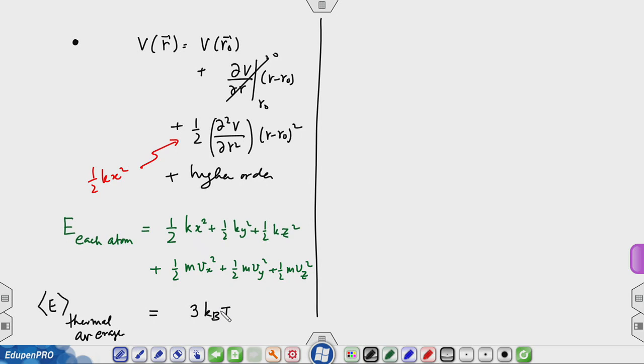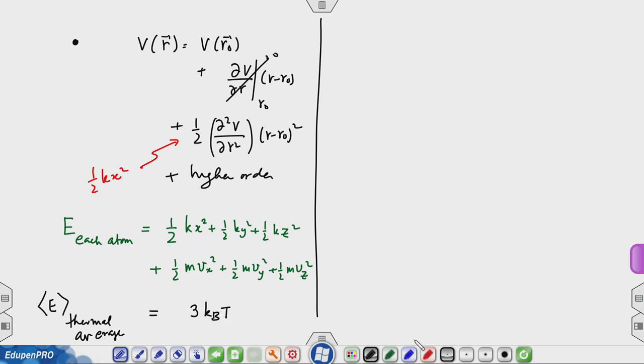Notice the difference between this and purely translational motion, where we had 3/2 kBT. In this case, there are two quadratic terms. 1/2 kBT comes from the kinetic energy part in each direction. So, each degree of freedom gives you 1/2 kBT for the kinetic energy, and 1/2 kx square gives you 1/2 kBT for the potential energy.